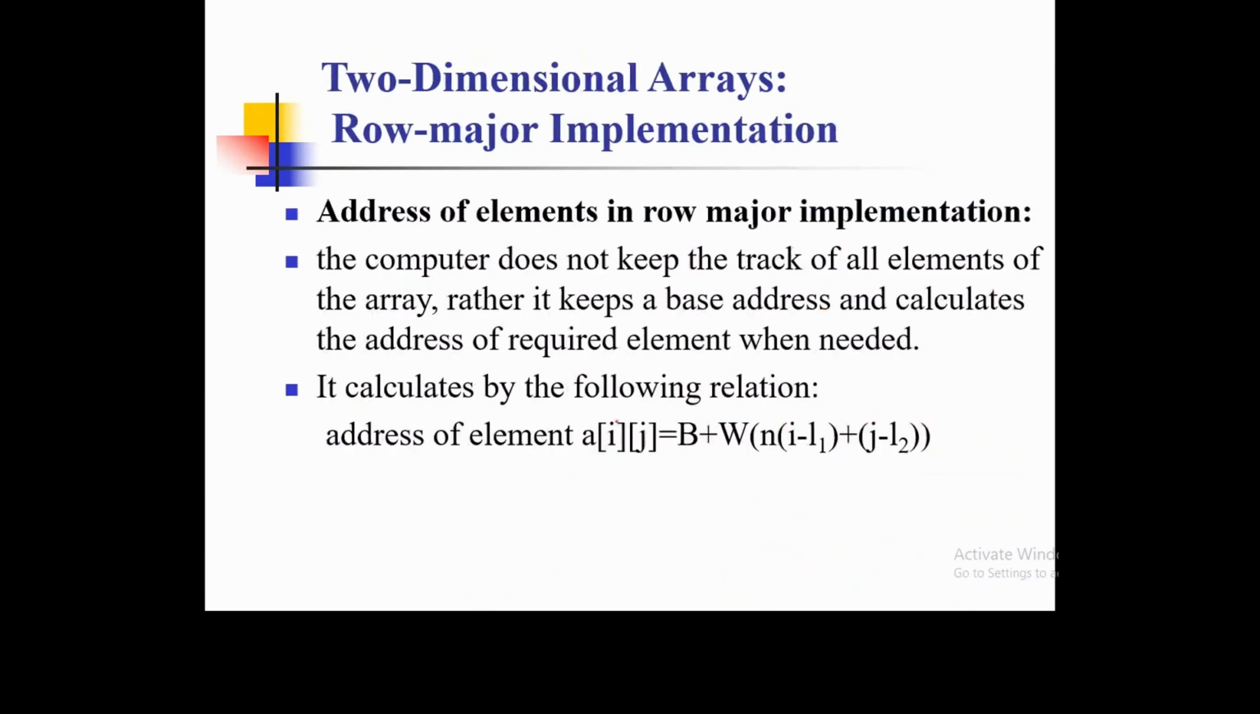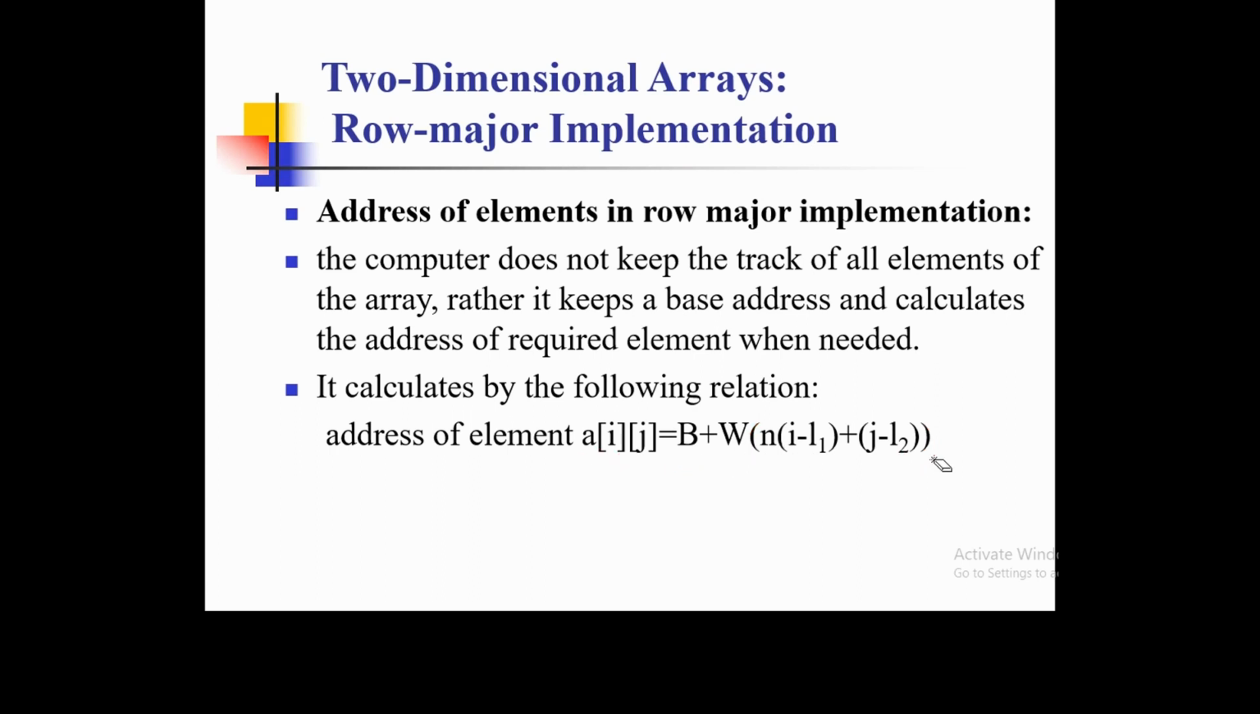Okay, so it is like this. Address of aij equals base address plus size of each element or the data type, multiplied by number of, the bracket here. In the bracket it is starting with number of columns, then I minus L1, which means I minus the lower bound of the row, plus j minus L2, j minus the lower bound of the column.